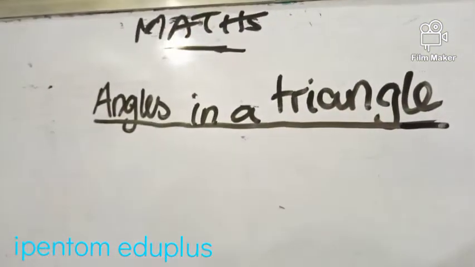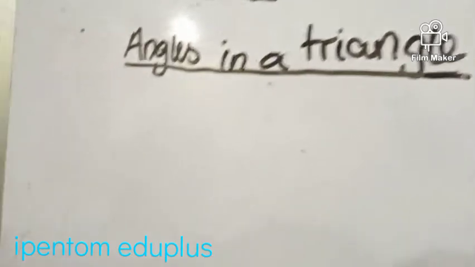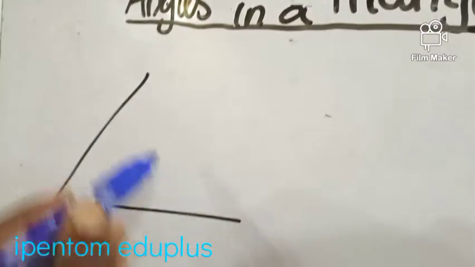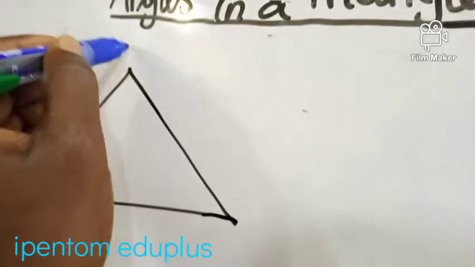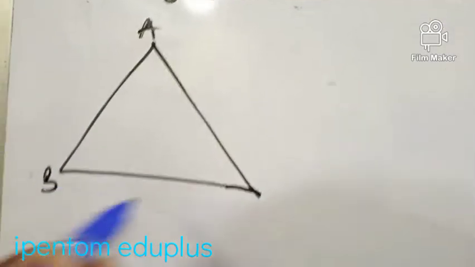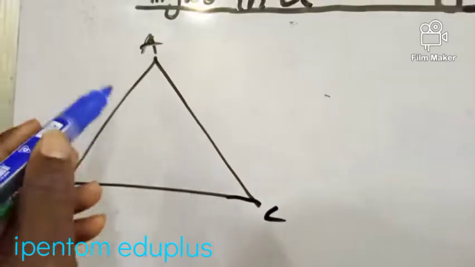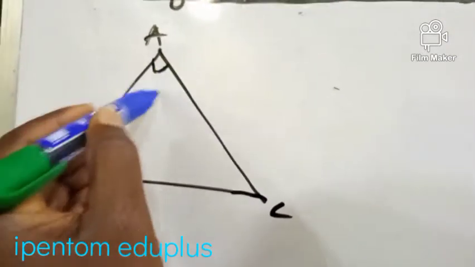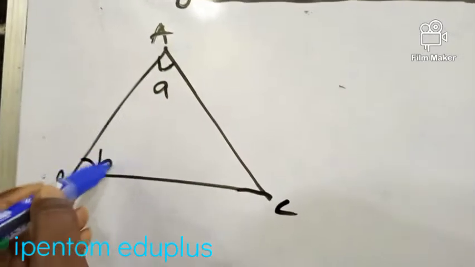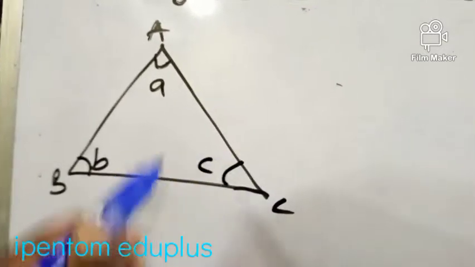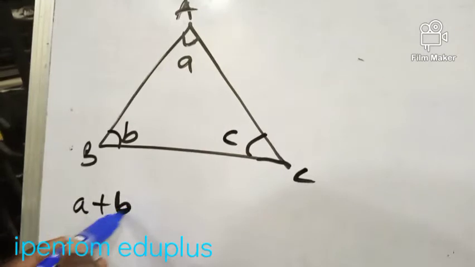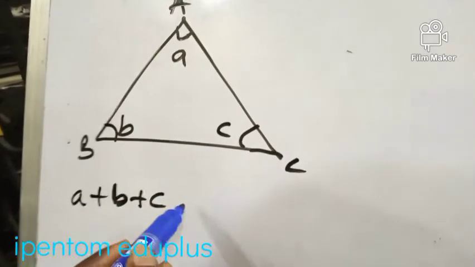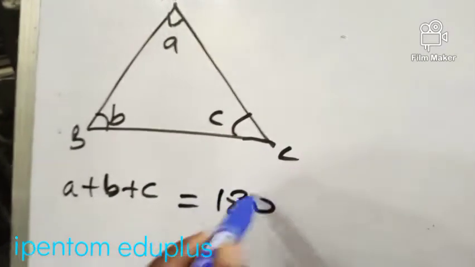We're looking at angles in a triangle, and if you have a triangle, which is a three-sided polygon, let's name the triangle A, B, and C. And the angle here, let's call it angle A. Then this is angle B, angle C. So the sum of the angles A plus B plus C, the sum of angles in a triangle, is 180.